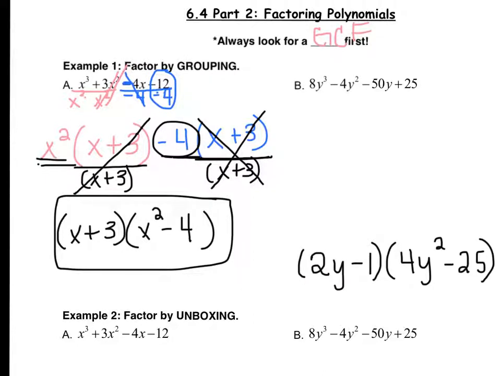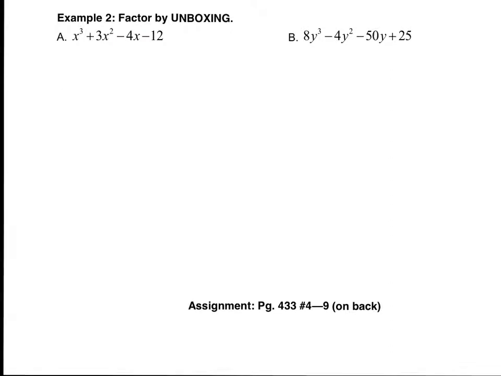I'll let you go ahead and try example B, but just for the record, you should get that for your answer when you're done with it. If you didn't really like the grouping method, don't worry, there's another way that I like to explain this. It's sort of like how you had the choice to FOIL or box when you are multiplying. You have the choice to do grouping or unboxing.